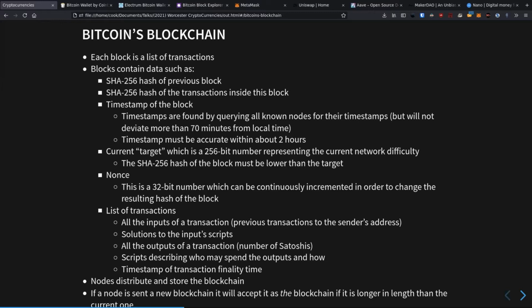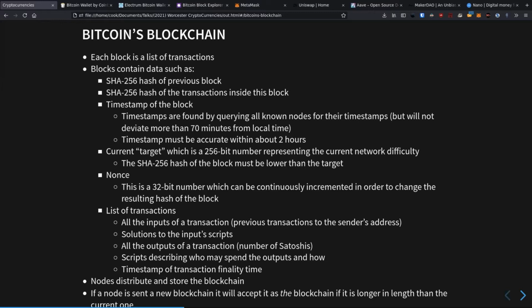You find the timestamp by querying other nodes and finding the average of all of their timestamps, and you don't deviate by more than 70 minutes from your local time, to prevent attacks where you could create tons of Bitcoin nodes all reporting incorrect times. So it's a nice solution that allows you to find a timestamp that the network agrees upon that's reasonable. And blocks which have the timestamp off by more than 2 hours will be rejected.